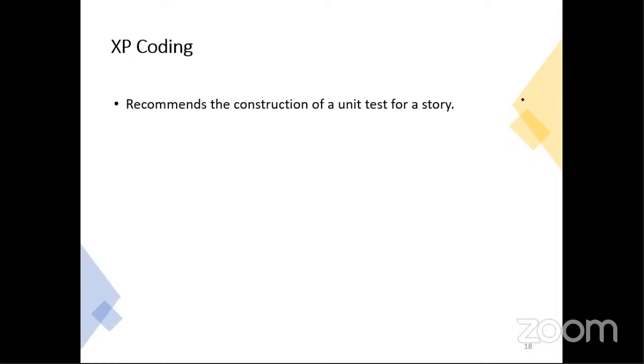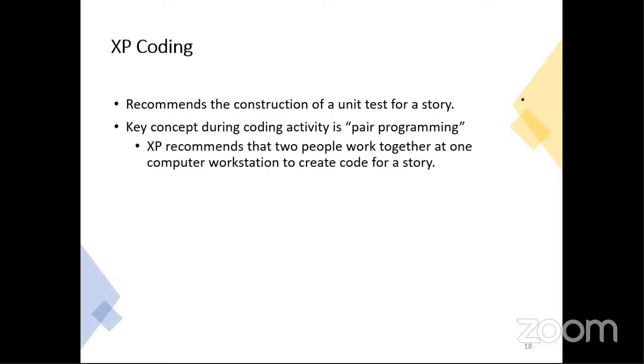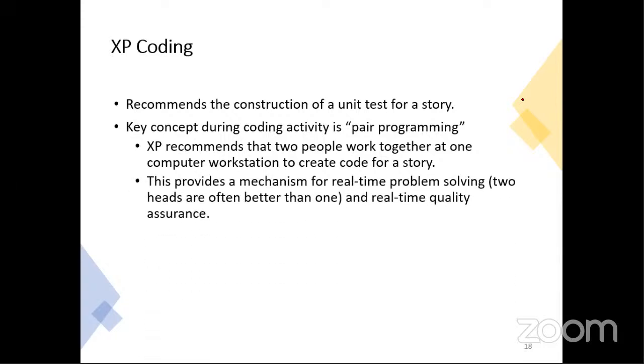Then it is coding. It recommends the construction of a unit test for a story. A key concept during the coding activity is called pair programming. That is a main feature of XP coding. XP recommends that two people work together at one computer station to create code for a story that is assigned to them. This provides a mechanism for real-time problem solving, since two people are often better than one, and for real-time quality assurance.